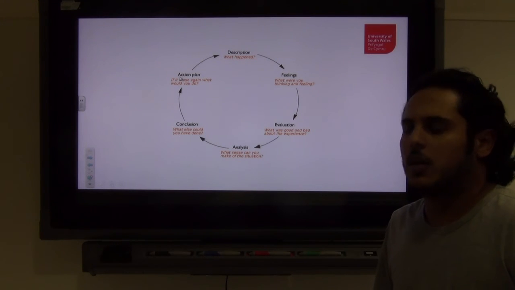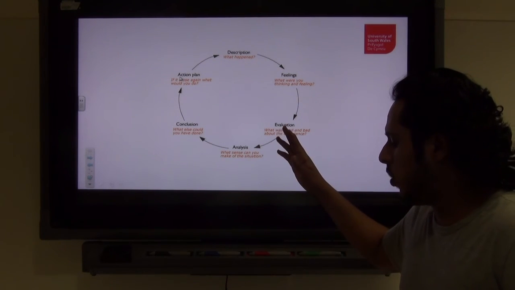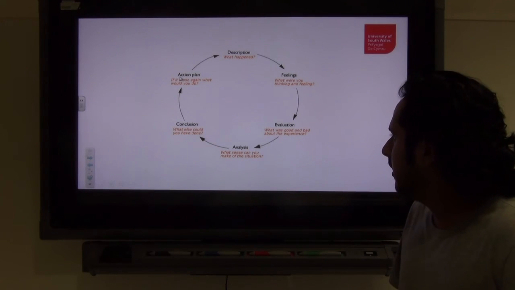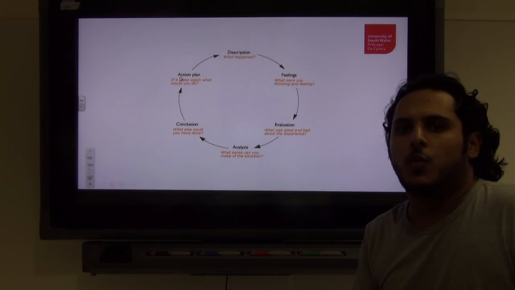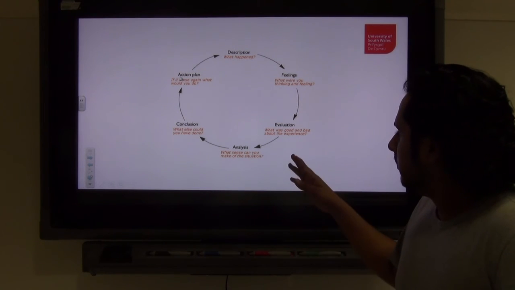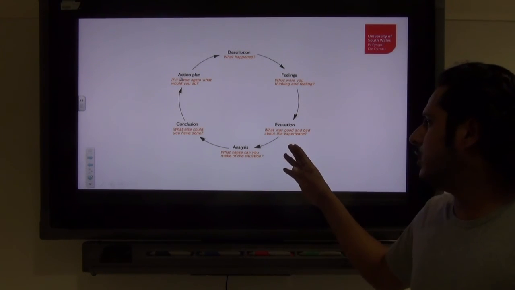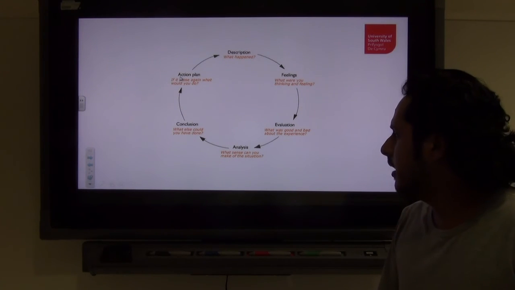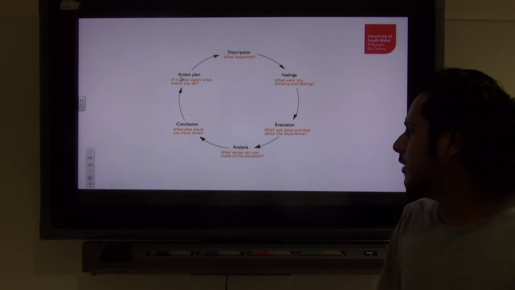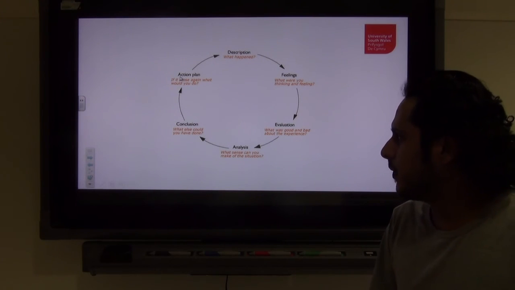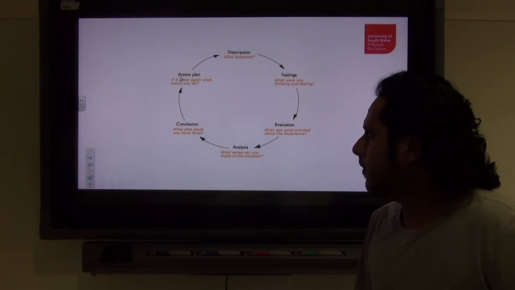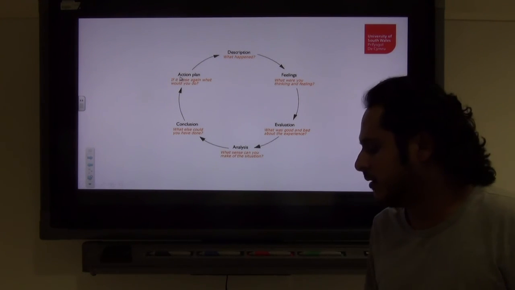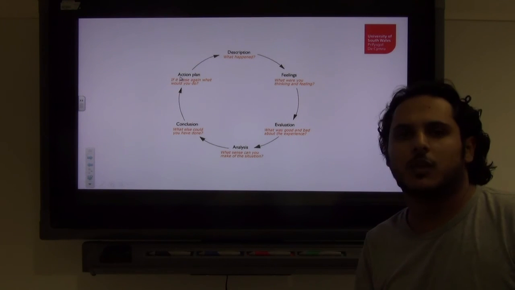What happened, and when and where did things happen? Feeling: what were you thinking and feeling? Evaluation: what was good and bad about this experience? Analysis: what sense can you make of the situation? Conclusion: what else could you have done? And the last one is action plan.